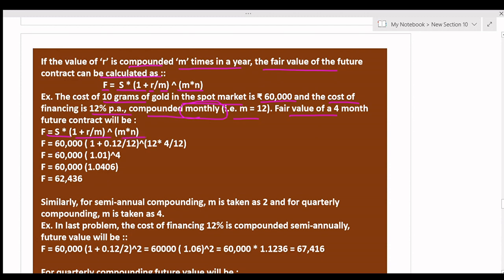That is equal to 60,000 into 1 plus 0.12, that is 12%, divided by 12, that is monthly compounded, to the power 12 into 4 by 12, that is 4. F is equal to 60,000 into 1.01 to the power 4, which is equal to 62,436.